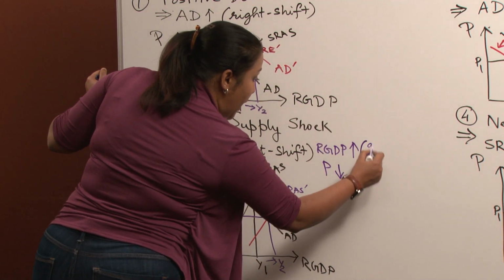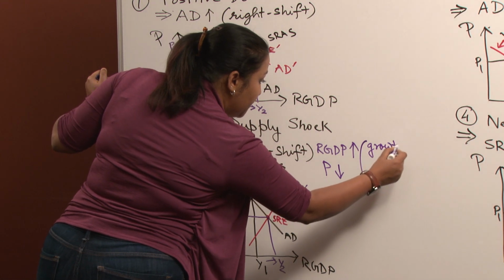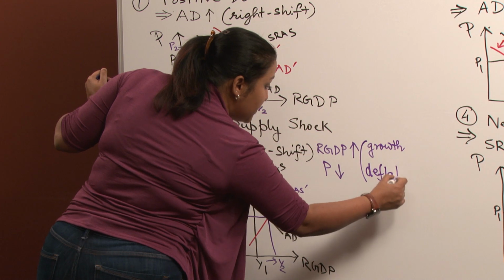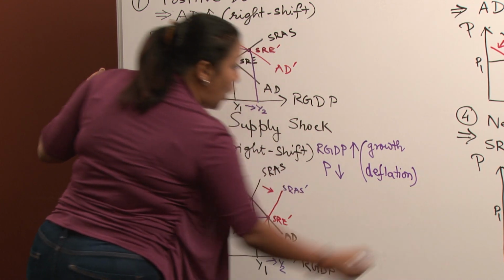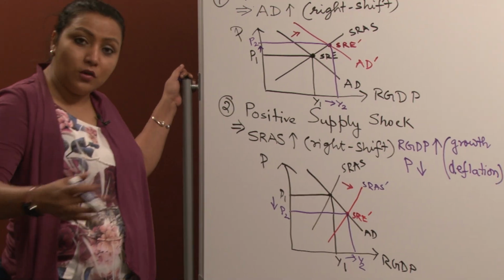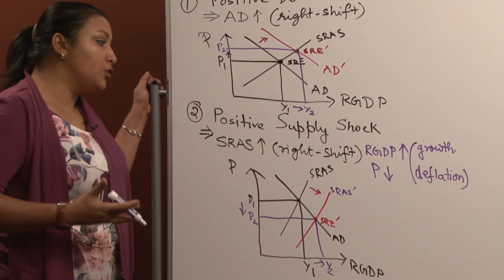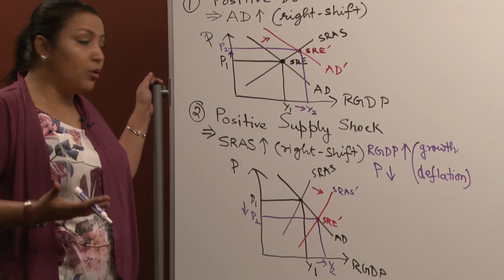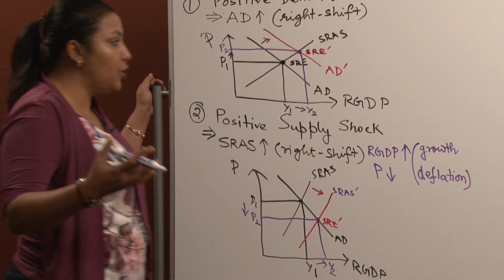So that means you have growth on one side and you have deflation on the other. So both are desirable. A positive supply shock creates two desirable things in the economy. It causes growth as well as deflation. Prices are going down and real GDP is going up. It's a great situation for the economy.